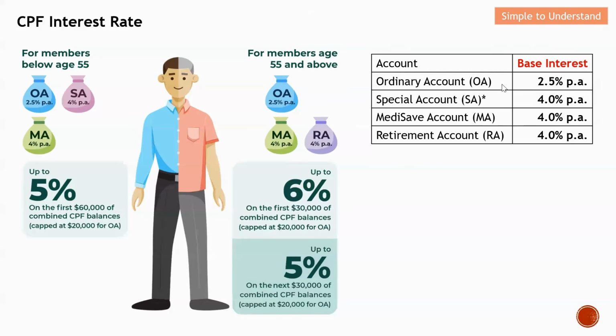From here, you can see that our OA, in fact, has the lowest interest at 2.5% per annum, while SA, MA, and RA have the same base interest of 4% per annum. I will come to the additional interest rate for CPF later on, but over here, this is what we are guaranteed. In the year 2026, we have the base interest of 2.5% for OA, while for the rest of the accounts, we are guaranteed a base interest of 4% per annum.